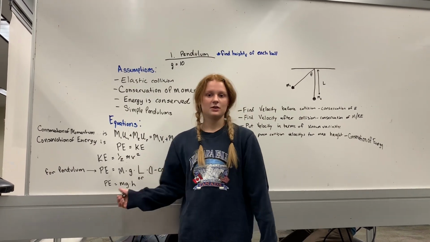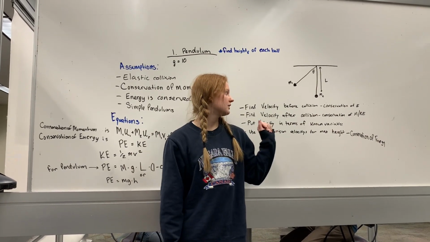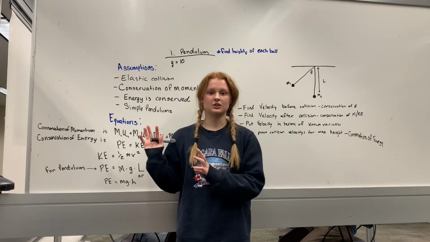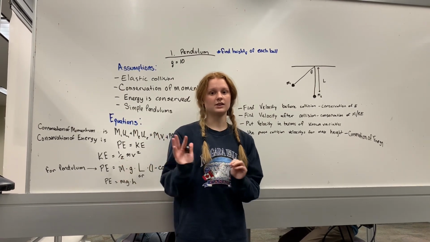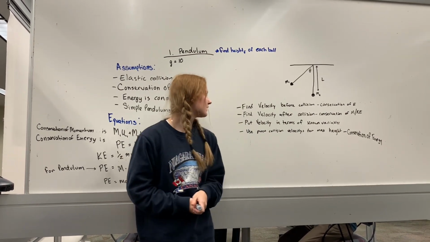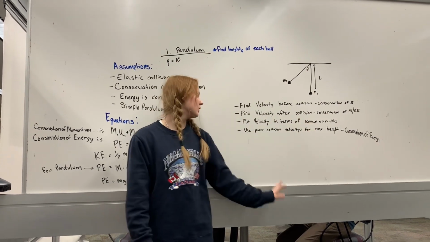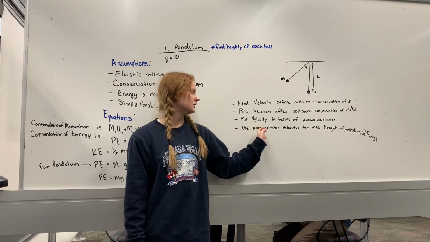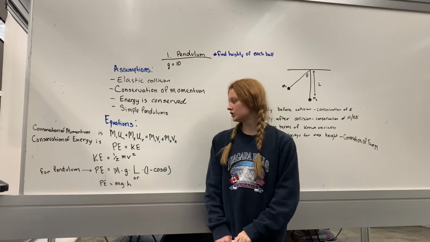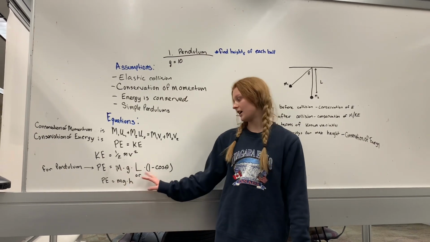Now that we have those variables, we can put them in the conservation of kinetic energy, that is, the initial kinetic energy equals the final kinetic energy, and these are the overall kinetic energies. We put the velocities in terms of known variables, and then we use the post-collision velocities for the maximum height using conservation of energy, which is potential energy equals mass times gravity times height.